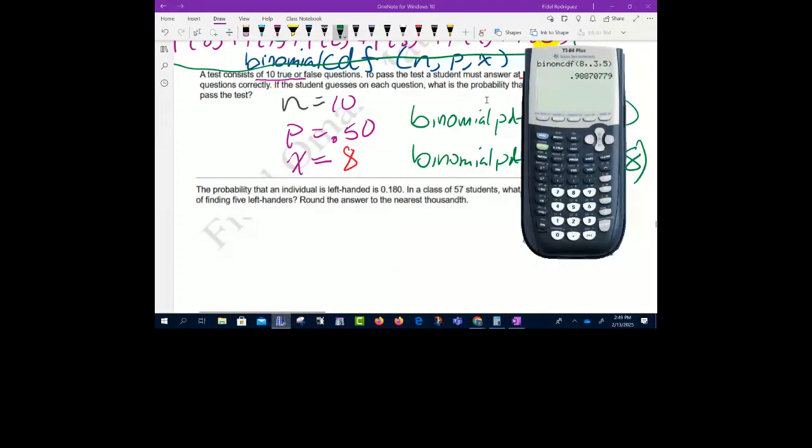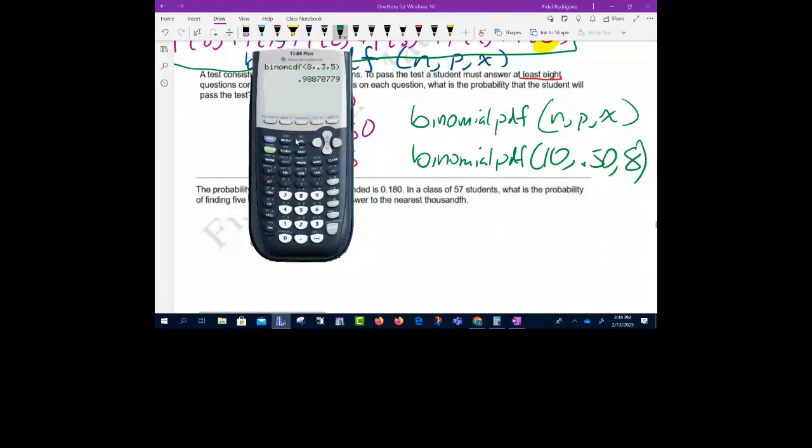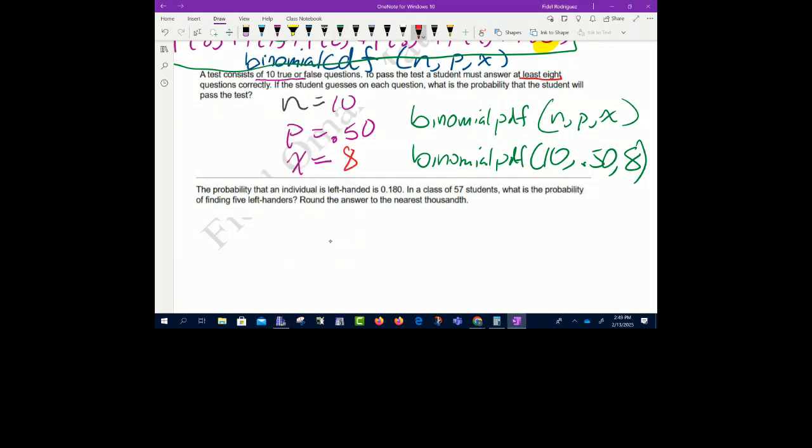So I'm going to come back this way. Again, I'm going to make sure that I hit binomial PDF, right? Let's scroll. Oh, too far. Boom, right there. And we're going to go 10, comma 0.5, comma 8. I'm going to hit enter. And I'm coming up with 0.044, right? So my probability is 0.044.